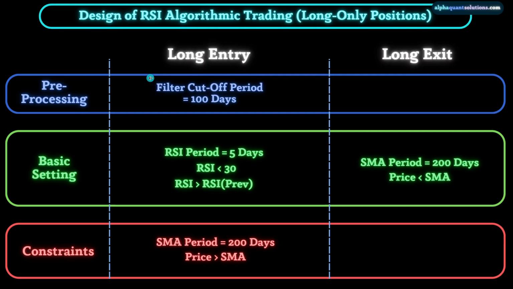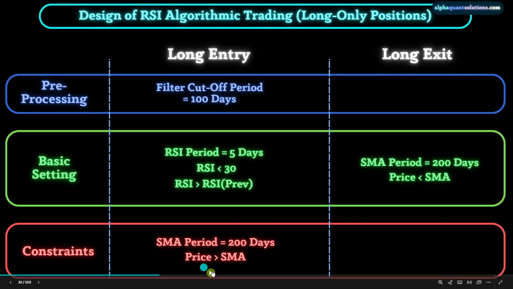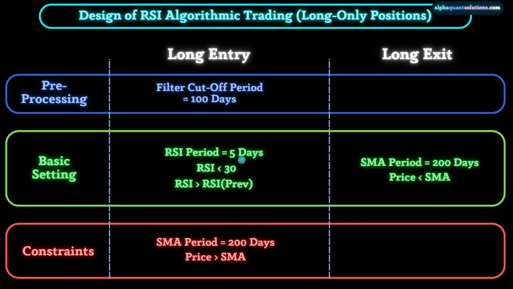Notice that here we have not done any optimization or fine-tuning of the algorithm. As you can see, for the SMA we use the standard 200 days, in the constraint here. For the cutoff period, we use 100 days. And then for the RSI, we use quite a standard threshold of 30. Just here we have used 5 days instead of 14 days. But aside from that, there is not much fine-tuning or optimization. So this is really a simple basic setting to illustrate the concept.